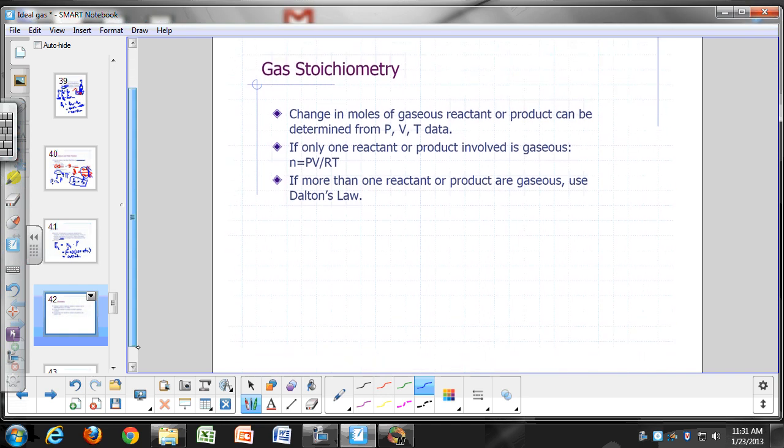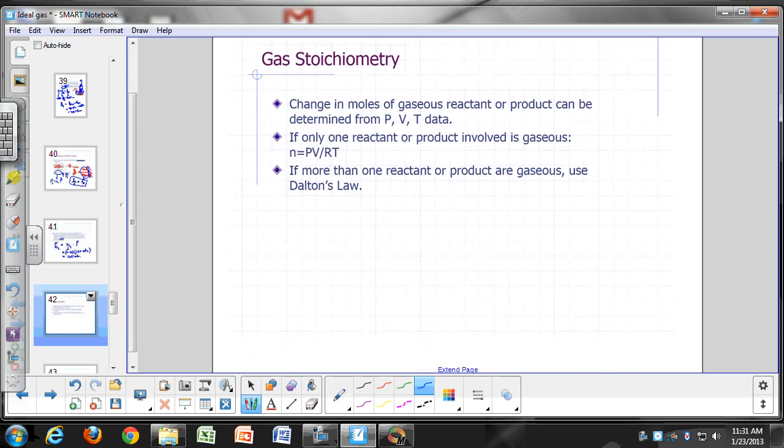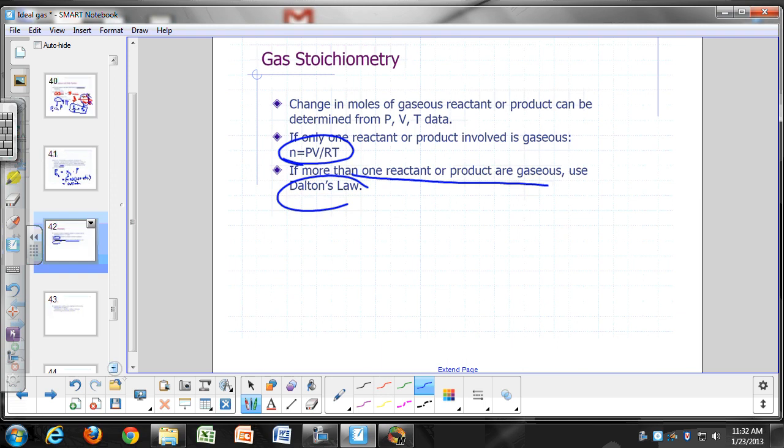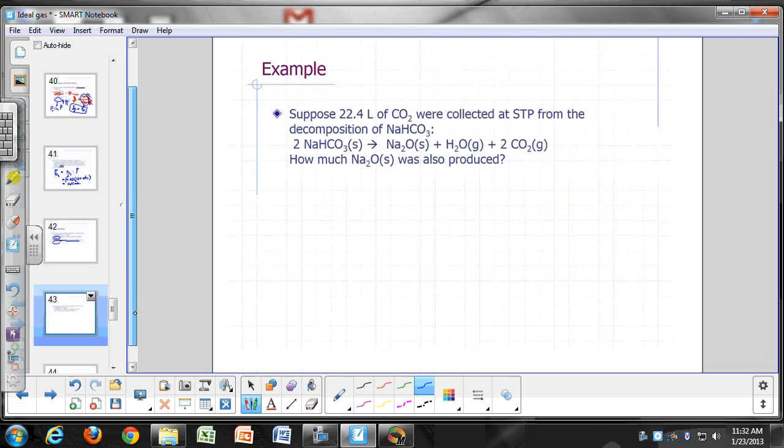Gas stoichiometry. If you have a change in moles of gaseous reactant or product during a reaction, you can determine that from pressure, volume, and temperature data. Let's look at a case where there's only one reactant or product involved that is gaseous. Then the number of moles of that reactant or product will just be PV over RT. If there's more than one reactant or product that are gaseous, then you're going to have to deal with a mixture of gases. So you'll have to apply Dalton's law to do these types of problems. Okay, so let's look at an example here.